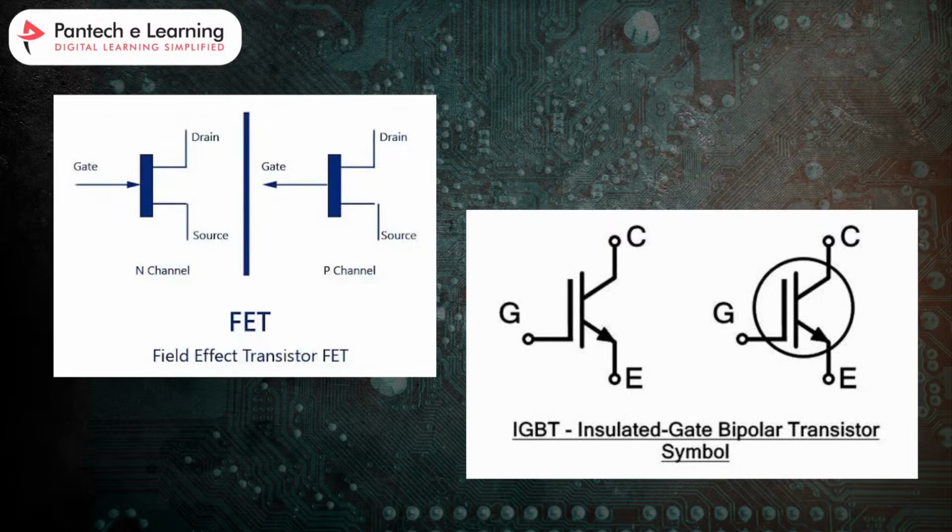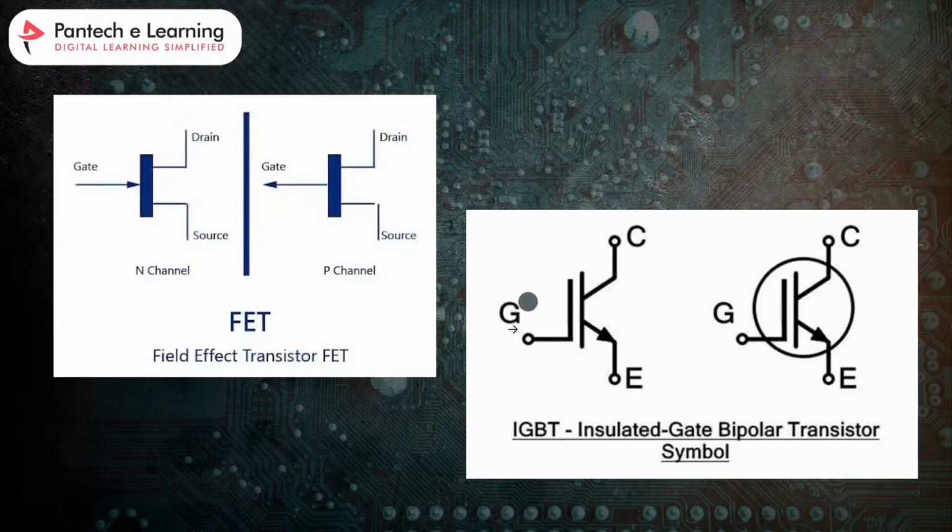The most common FET is the MOSFET. MOSFET is nothing but a metal oxide semiconductor field effect transistor. MOSFETs are widely used because they are very fast, very efficient, and easy to control with voltage rather than current. That is why it is very popular and also very familiar.